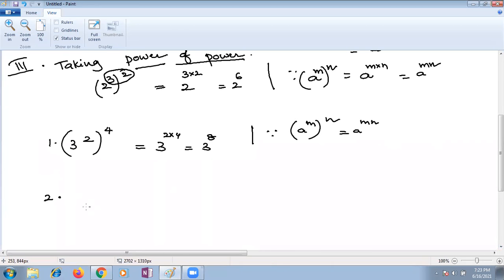Next one. I have a doubt. Yes, just a minute, let me complete the concept. 7 square whole to the power 10.